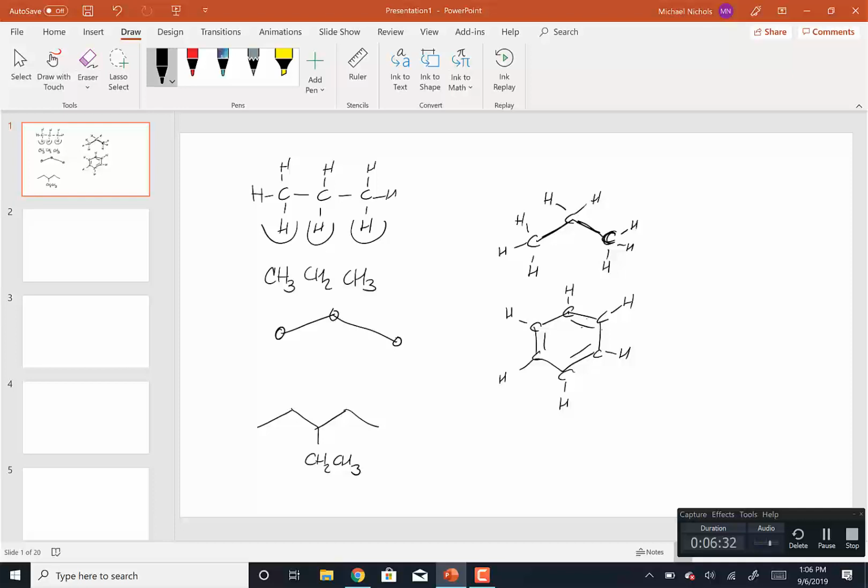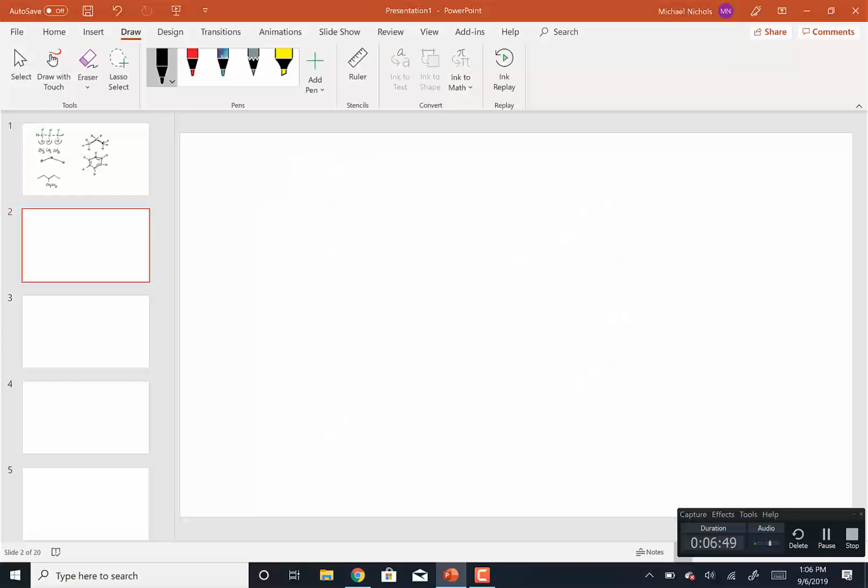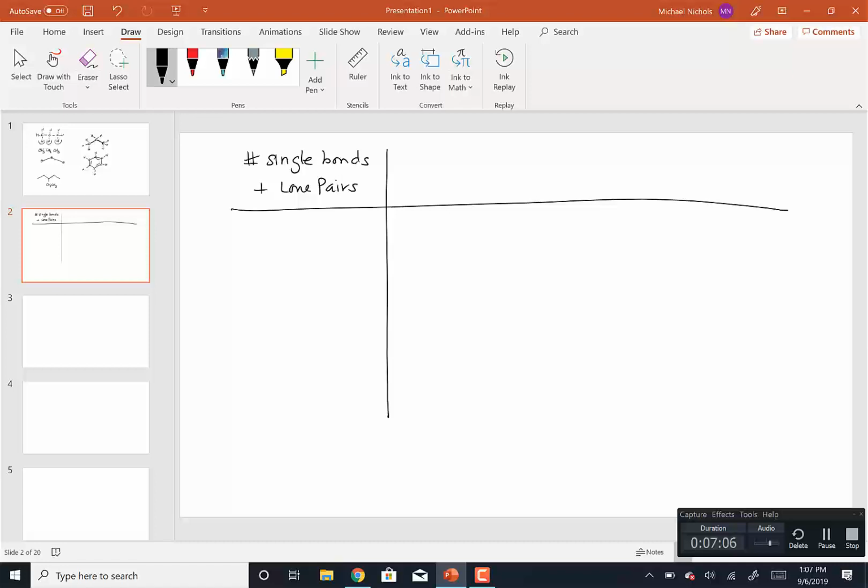All right. Is everybody okay with VSEPR theory? I want to create a table with VSEPR theory because we're going to take VSEPR theory and link it with hybridization. You really can't talk about one without the other. So let me start with this table. Let's create a table that says the number of single bonds plus the number of lone pairs. And so that's going to be one column. Then we're going to have our VSEPR geometry.